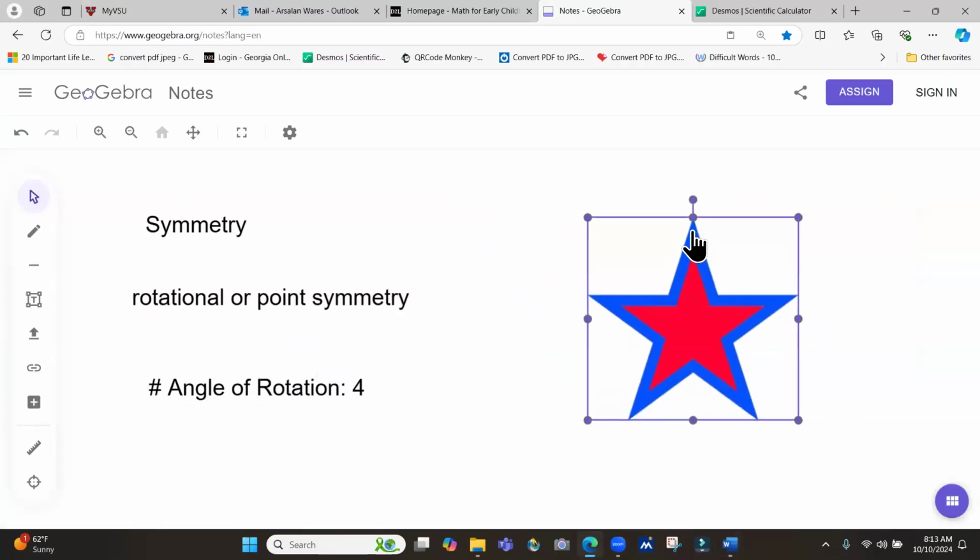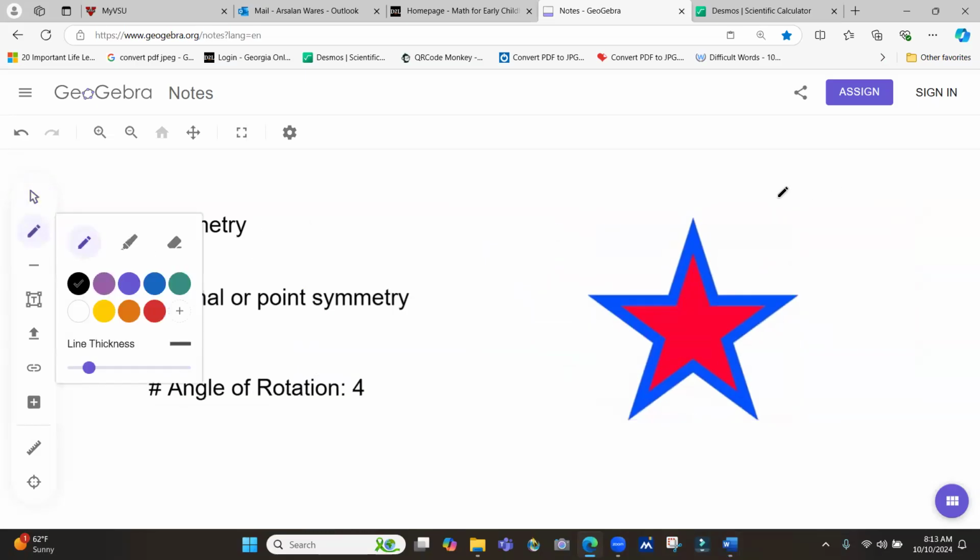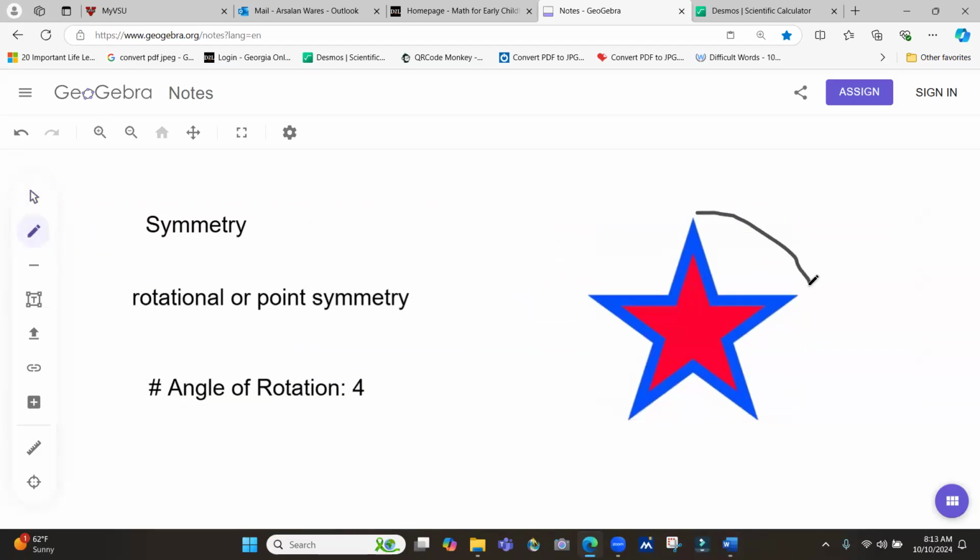If I make two copies of it, move it, this point will fall onto this point, onto this point, and everything will look identical. Okay, so this has rotational symmetry. It also has line symmetry. I'll show you right now. If you draw a line right through the middle, you can have line symmetry as well. The left hand side and the right hand side match.